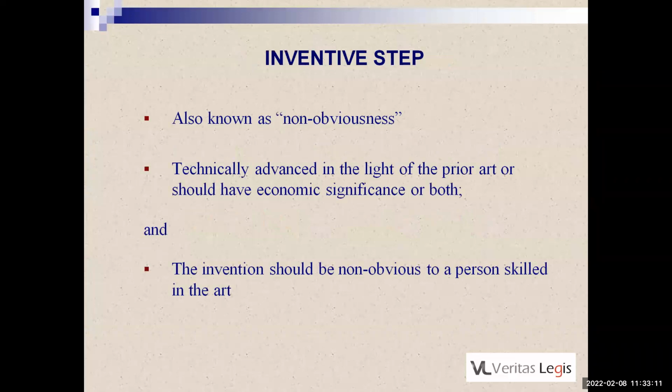Now, as we have told, the inventive step: it is non-obvious. In the light of prior art or economic significance, it should not be obvious to a person skilled in the art. If the person is in the chemistry domain or the computer domain, they should not be able to say, I could have done this too. What is new in it? What is inventive in it? So it should be technically advanced in the light of prior art or should have economic significance. Next.